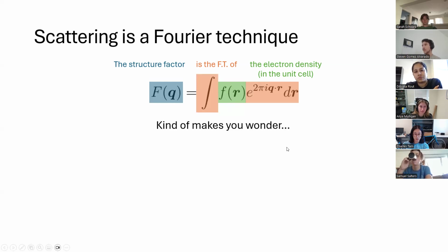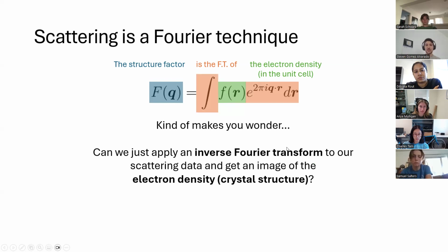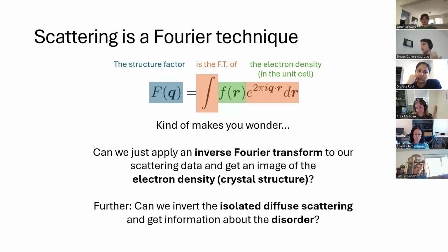So it makes you wonder, why can't I just apply an inverse Fourier transform to my diffraction pattern and just get back the image of the electron density, straight out of my diffraction data? And further than that, if we have diffuse scattering, what if I just apply an inverse Fourier transform to just the diffuse scattering? Can I get information or a picture even of the disorder that's underlying that diffuse scattering?